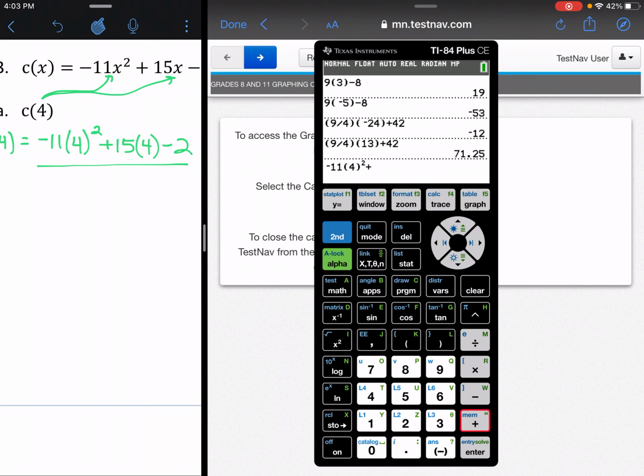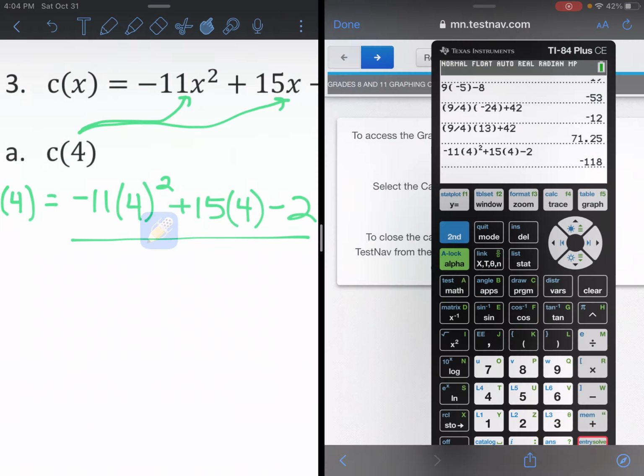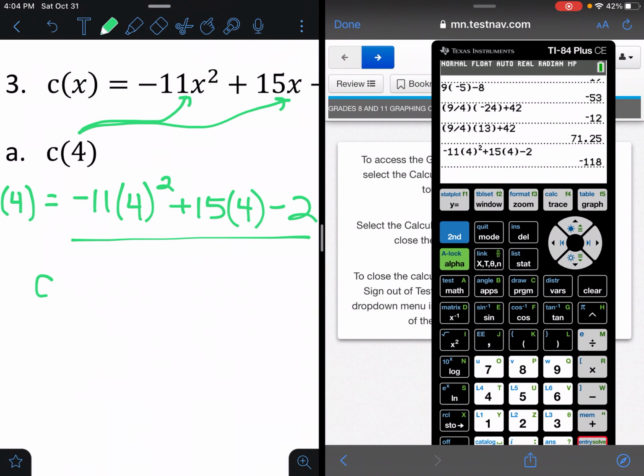Then you're going to go plus 15 times 4, so in parentheses like that, and then minus 2. Notice I hit the minus button there, not the negative button. Okay, and now just press enter. We get negative 118. So this is c of 4. C of 4 equals negative 118. All right, and we've got it.